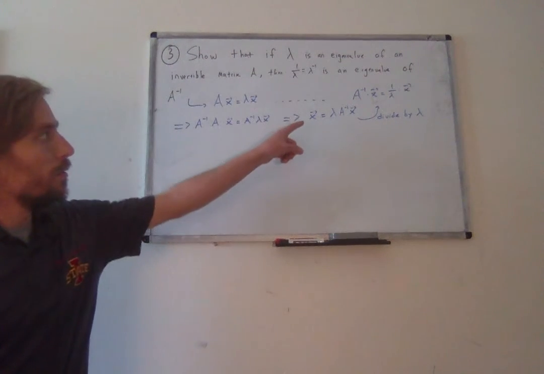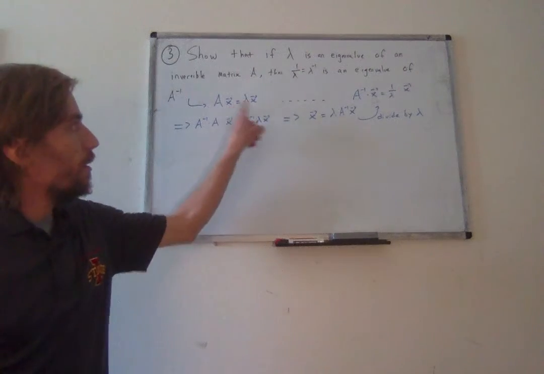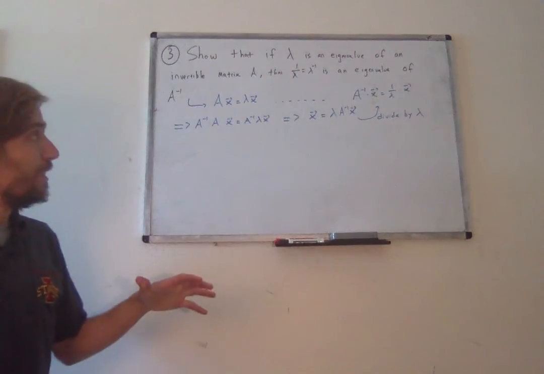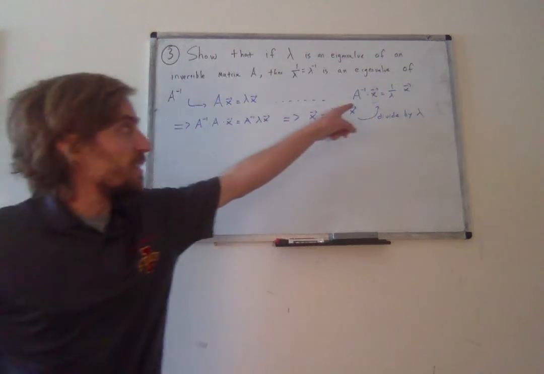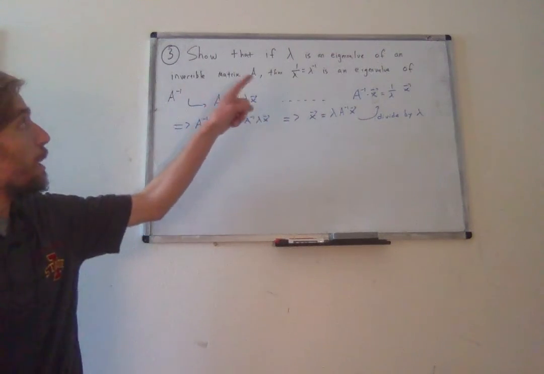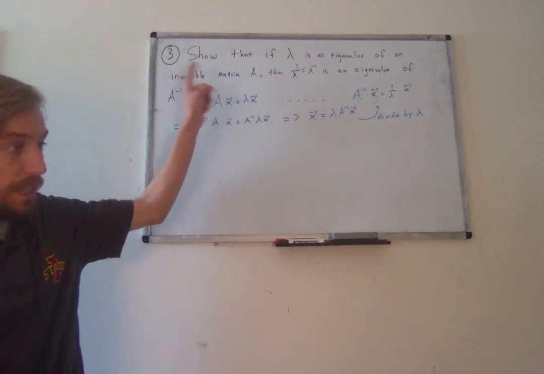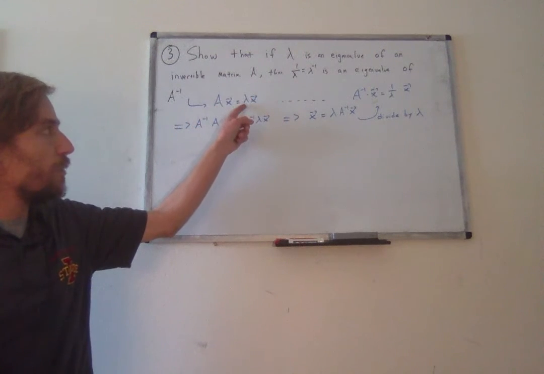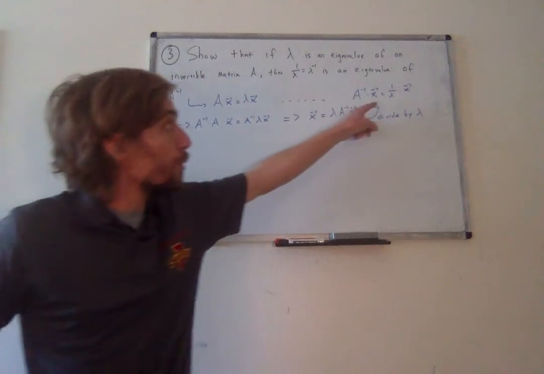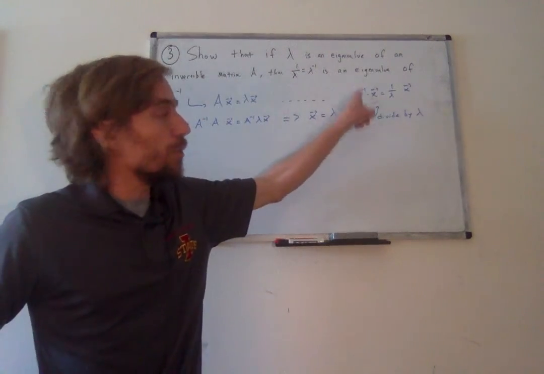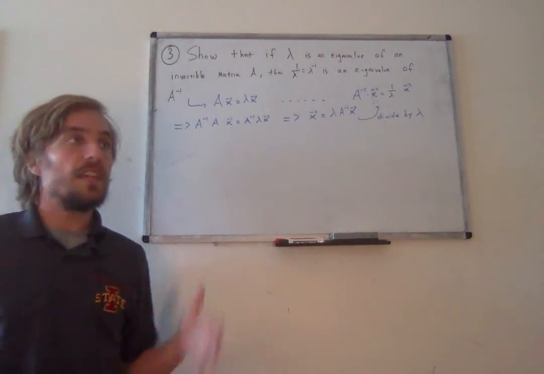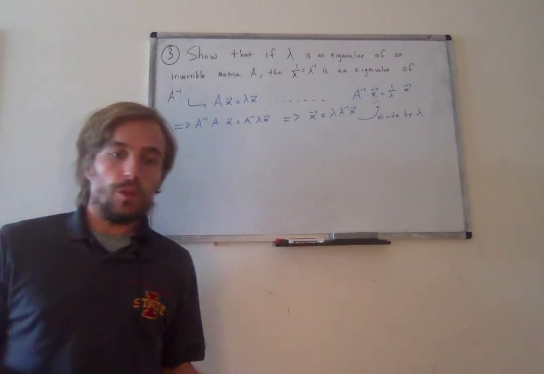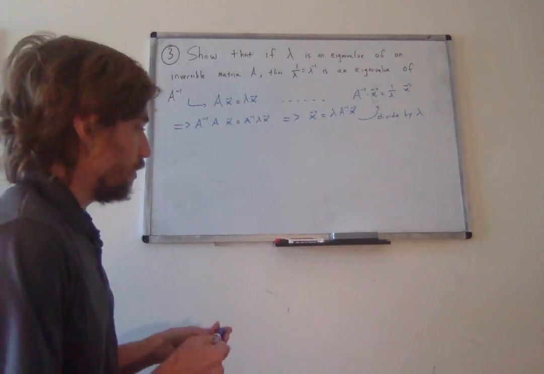And so it turns out that this eigenvector is actually the same eigenvector here as it is here. So that is, if lambda is an eigenvalue of an invertible matrix A, then 1 over lambda is an eigenvalue of A inverse corresponding to the exact same eigenvector. If that's not cool, I don't know what isn't. So, one more problem.